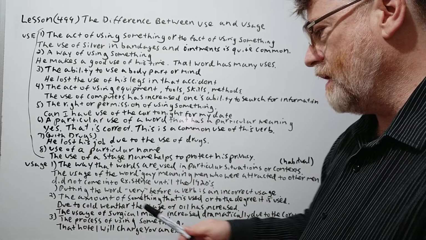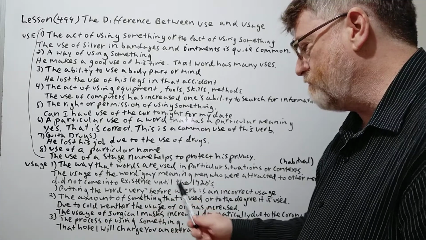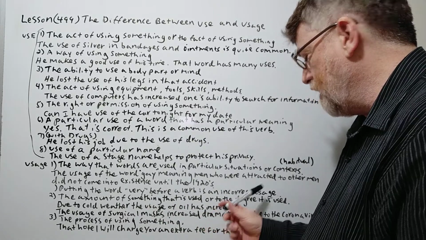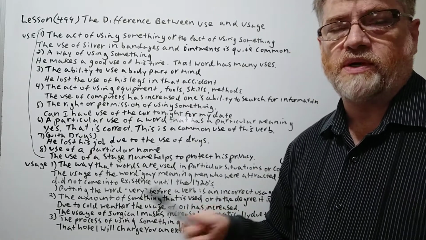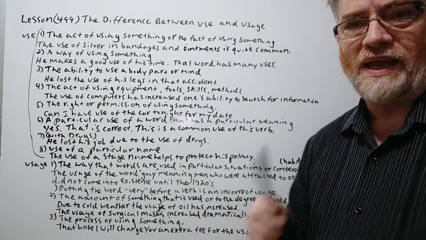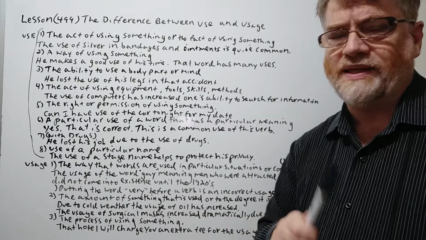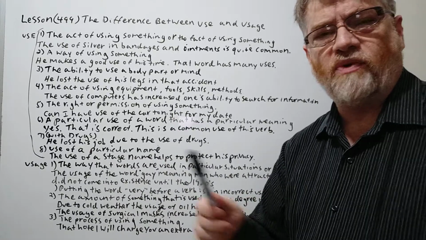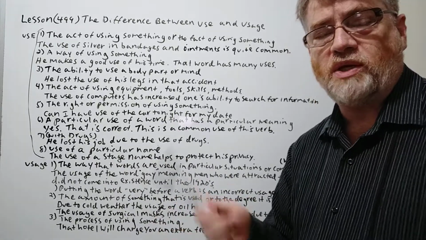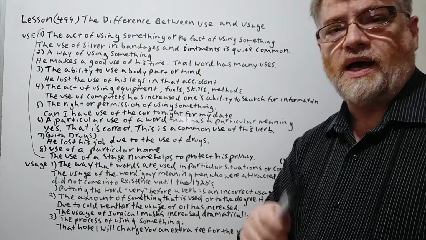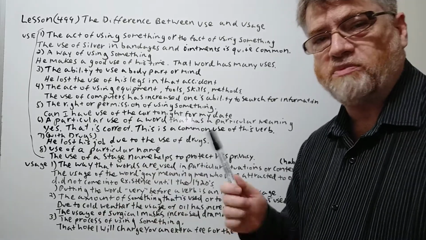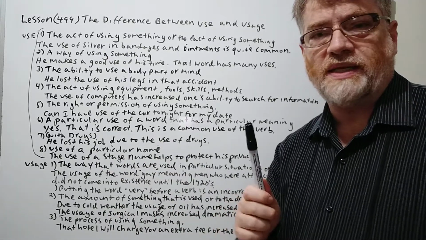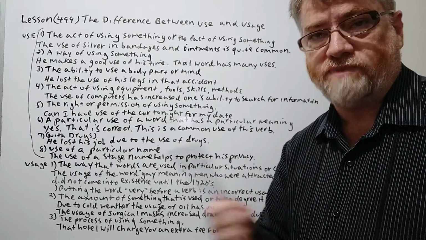Okay. Putting the word very before a verb is an incorrect usage. Yeah, that's one of the rules. Students often say, I very like. That's always wrong. Or very before any verb. You don't say I very eat. You should be using the adverb really, or you could use very much later in the sentence. But if you use very before a verb, it's an incorrect usage. Okay, good.